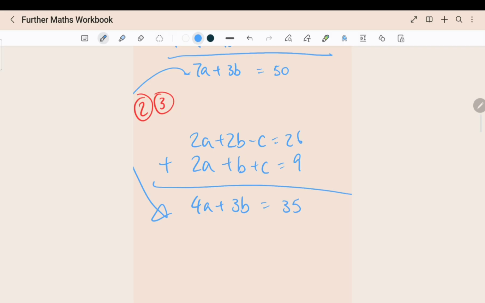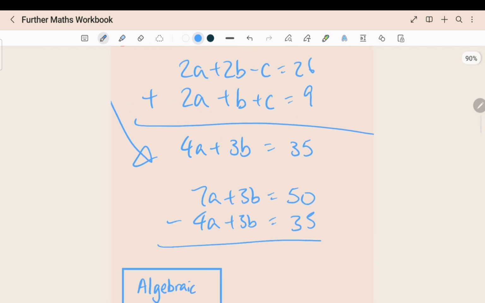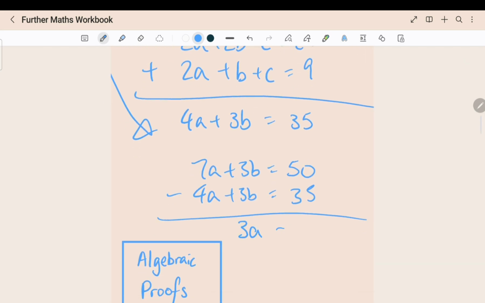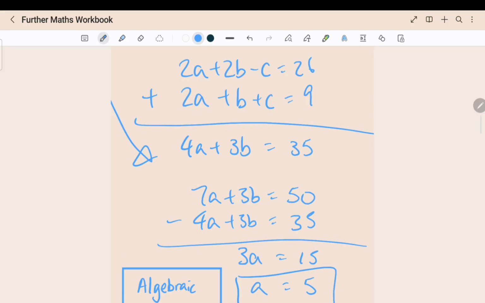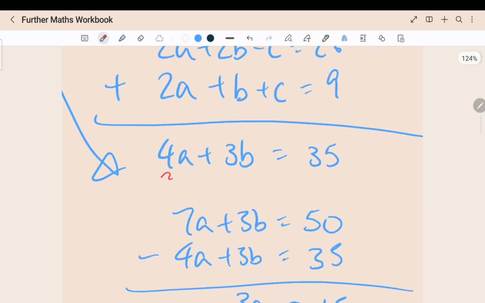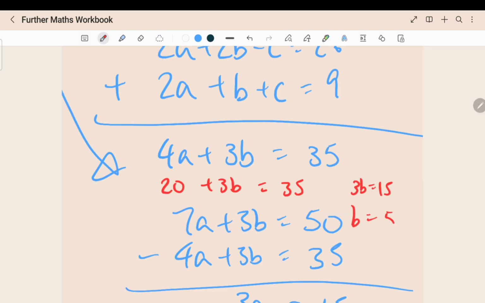And then I can look at this equation and pull it down. I'm actually going to put this equation on top. So I get this, and then that. And we're going to take away to eliminate my b. So when we take away, I get 3a equals 15, so a equals 5. So we get our first solution of a equals 5, and then just put in any equation that has an a in it. So let's say this. So I get 20 plus 3b equals 35. I'm putting in a equals 5. So take away, I get 3b equals 15, b equals 5.